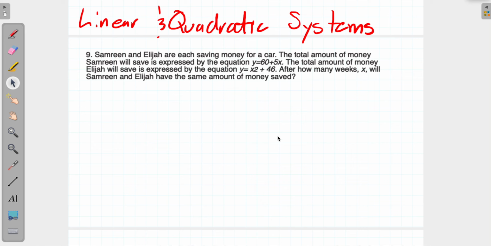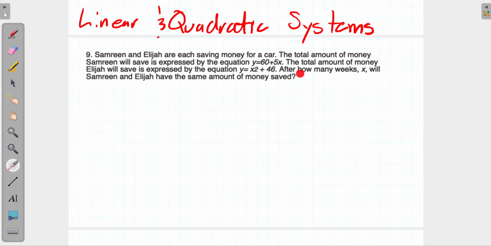So we're going to take a look at linear and quadratic systems. What we'll do is, this is a problem solving question, so we'll read through it and try to pull out the important info and make sense of it. Okay. Samreen and Elijah are each saving money for a car. The total amount of money Samreen will save is expressed in the equation y equals 60 plus 5x.